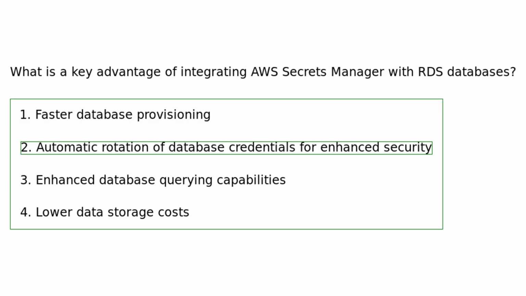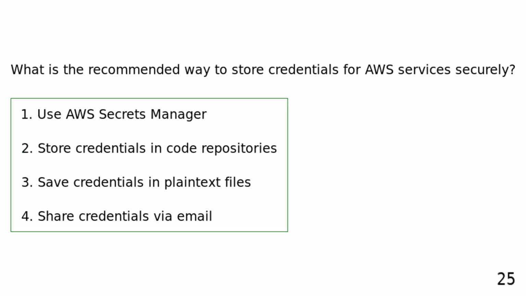The key advantage of integrating AWS Secrets Manager with RDS databases is the automatic rotation of database credentials, improving security by regularly updating access credentials. What is the recommended way to store credentials for AWS services securely?